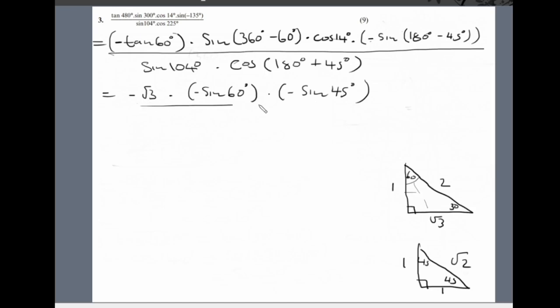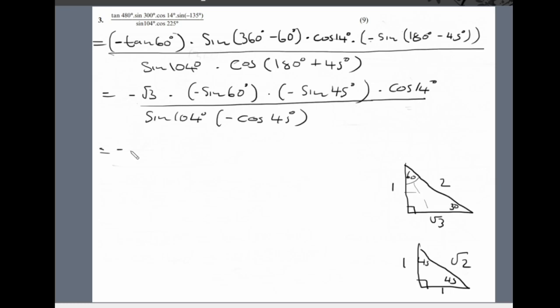And then the denominator, oh sorry, the same question, we have cos 14 degrees. Okay, and then here we have sine 104, right? And then we have cos of 180 plus 45. 180 plus 45 is in the third quadrant. In the third quadrant cos is negative, so this will be minus cos 45, right? So now let's apply our special angles.